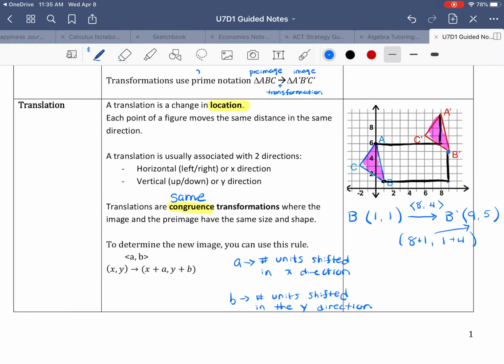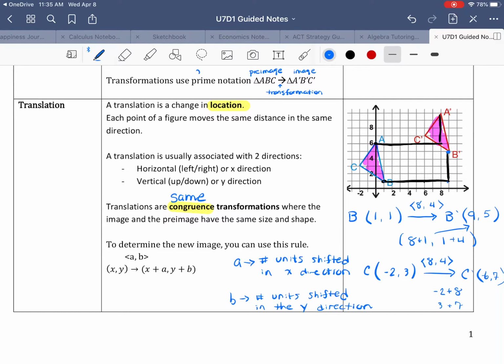That means if we had C, point C here is at -2, 3, and we're trying to figure out what C prime is, well, it's going to go the same amount left, right, and up. So we can do -2 plus 8 which gets us to 6, and then 3 plus 4, which gets us to 7.